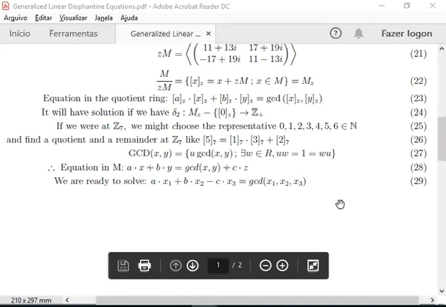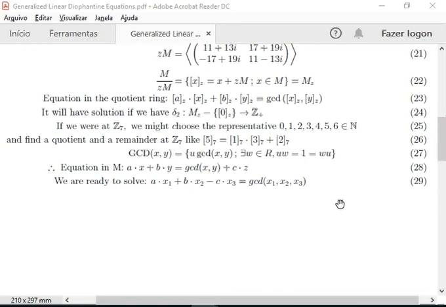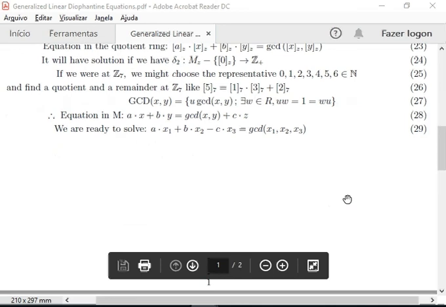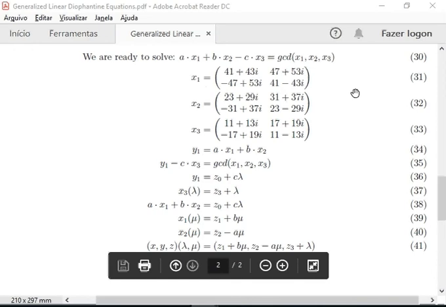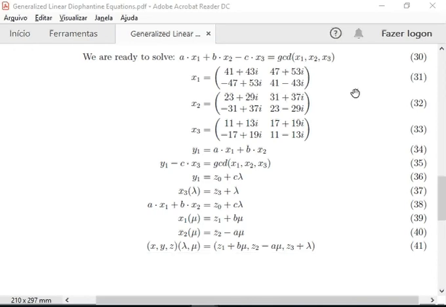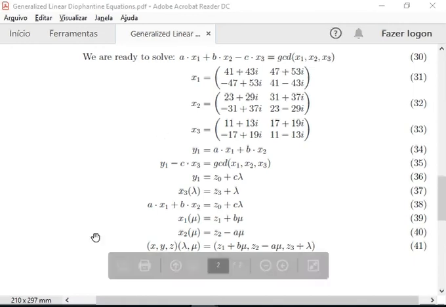We're ready to solve it. This might have a solution. The preceding equations might not have solutions. So this equation has a solution if x1 is generated by the primes 41, 43, 47 and 53, if x2 is generated by 23, 29, 31 and 37, if x3 is generated by 11, 13, 17 and 19. You already know how to solve.